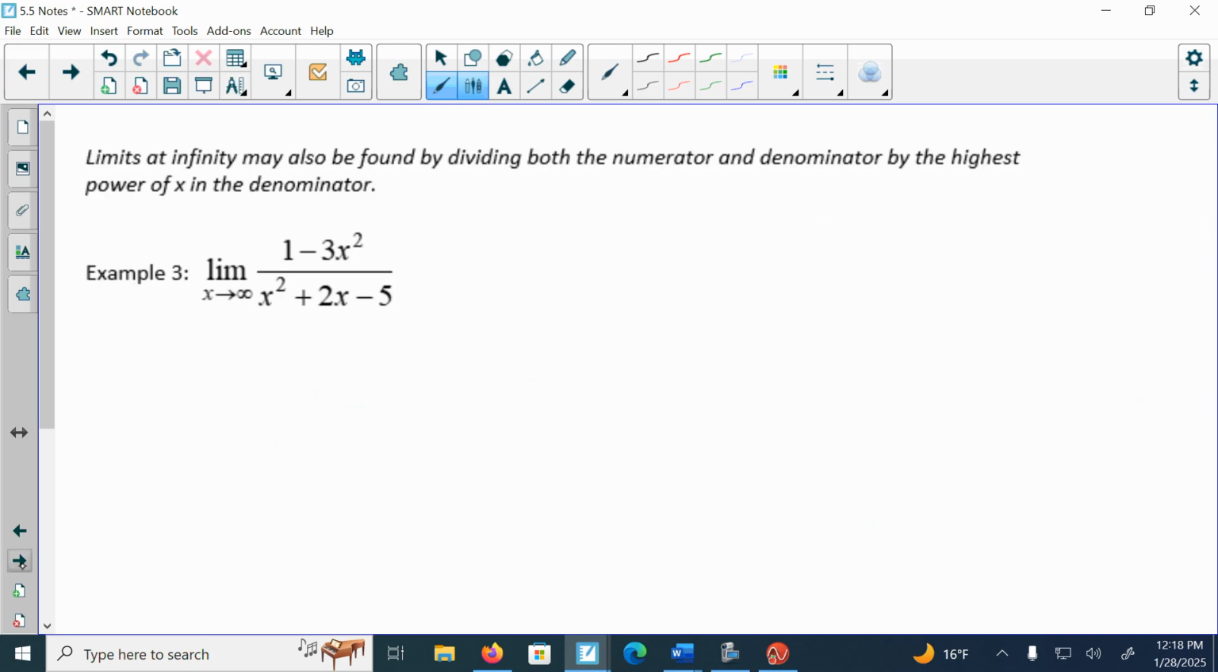Okay, the next one: limits at infinity may also be found by dividing both the numerator and denominator by the highest power of x in the denominator.